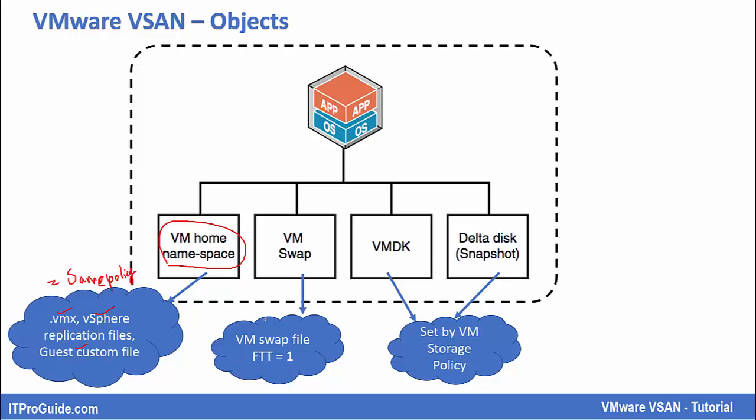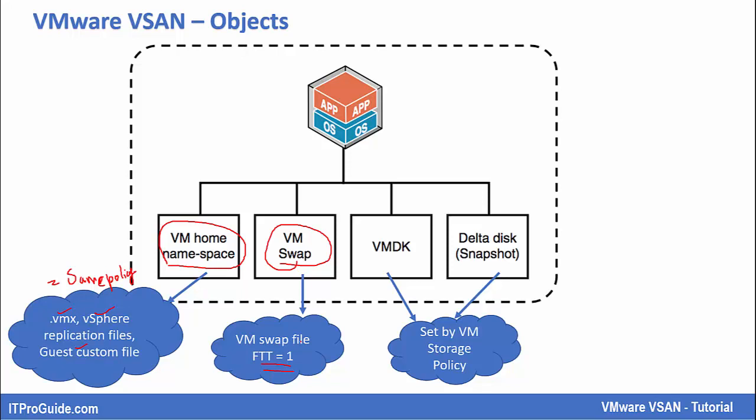The second one is virtual machine swap. Its policy is always set to number of failures to tolerate equal to 1, because the swap does not need to persist when a virtual machine is restarted, right? If HA restarts the virtual machine, for example on another host in a cluster, a new swap object is created. Therefore, there is no need for additional protection for virtual machine swap.